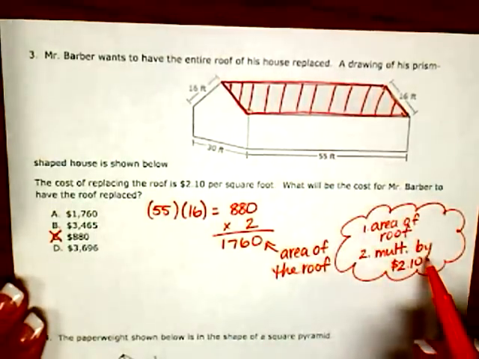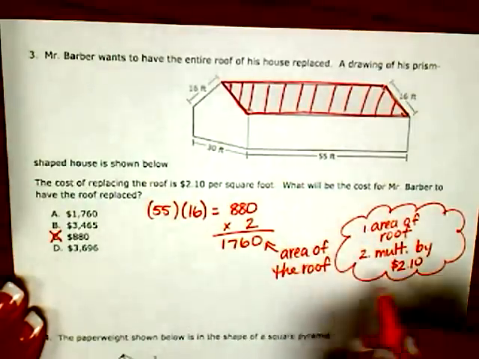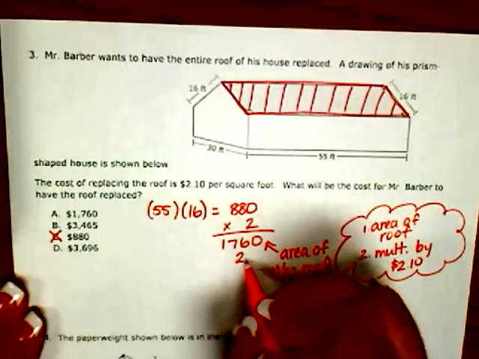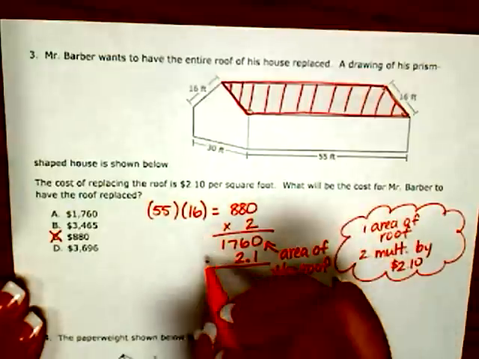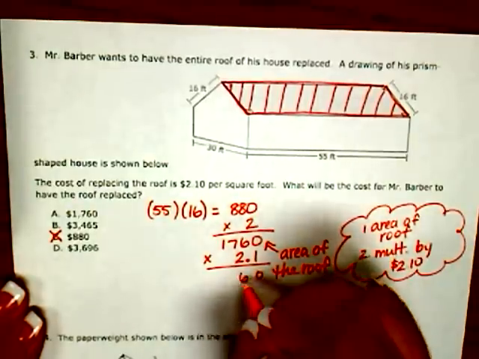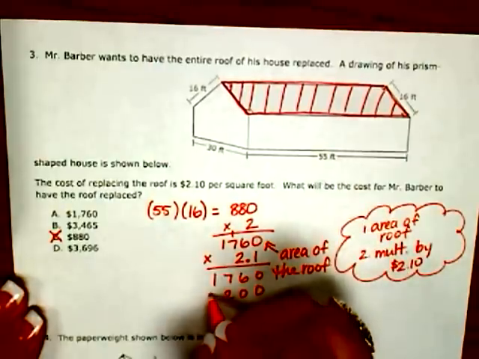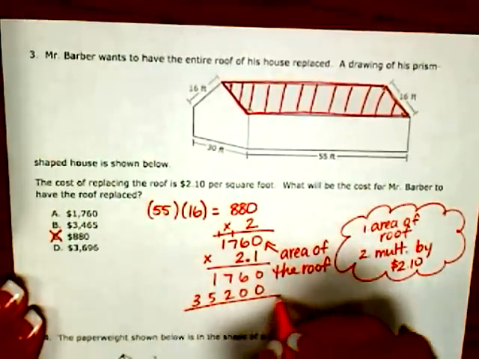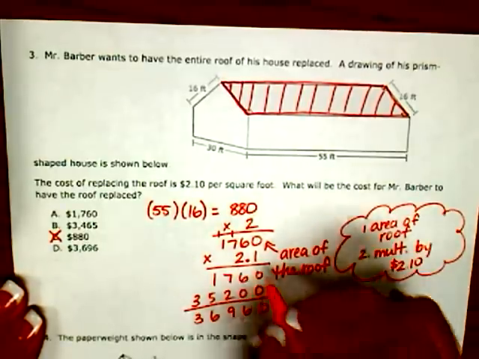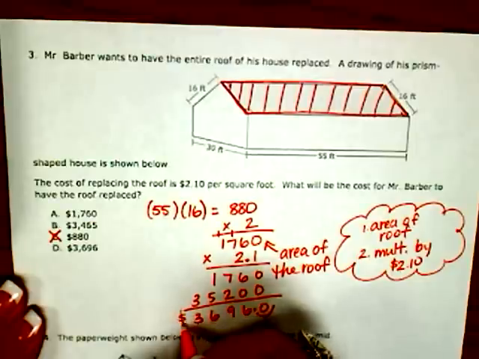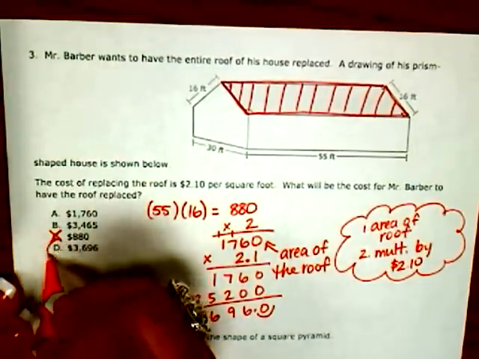My second step was to multiply that by the cost per square foot. So now I have to take this number and multiply it by $2.10, or I'm actually going to take the 0 off and make it a little bit easier. So 2.1. And my decimal moves over. And now my answer is $3,696.